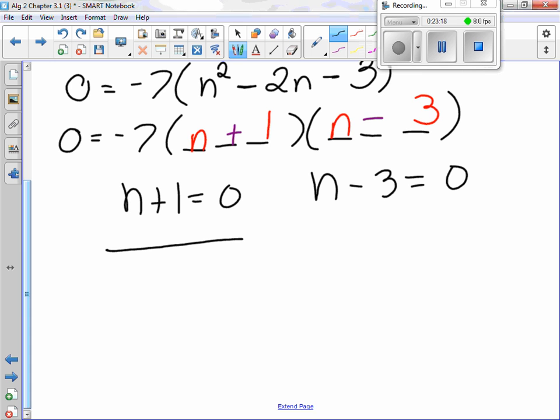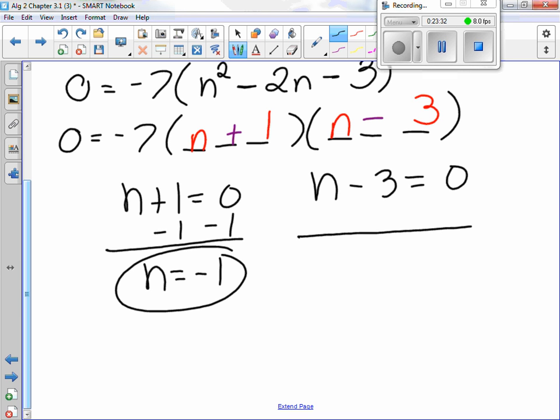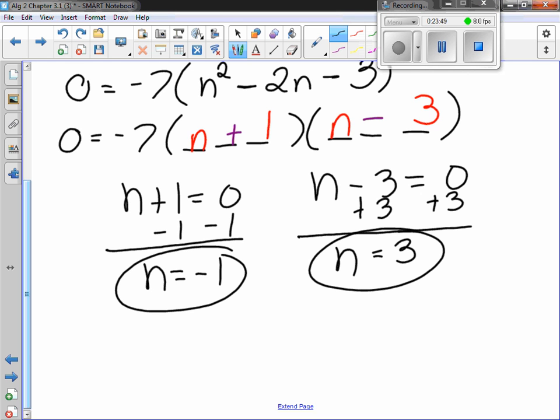What do we need to do on this side? We need to subtract 1 from both sides. And when we subtract 1 from both sides, we get n is equal to negative 1. Here we wouldn't subtract 1. We're going to add 3. And we get these two here. And that's all we need to do for this one here.